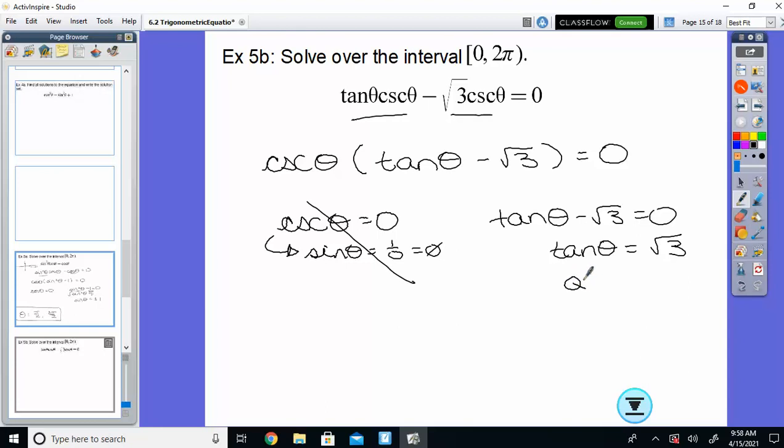Quadrants, when is tangent positive? Reference angle, when is tangent radical 3? 60, which is pi over 3. So our answer in quadrant 1 is pi over 3, and in quadrant 3, the numerator is 1 more, so 4 pi over 3.